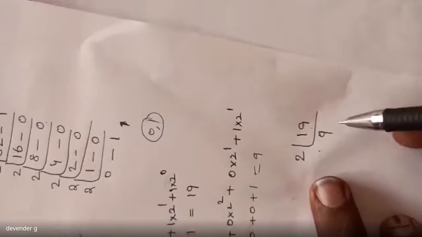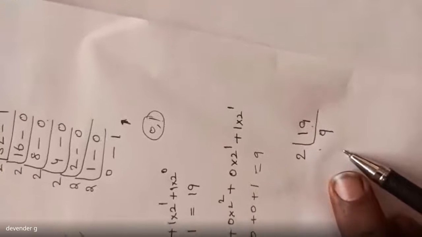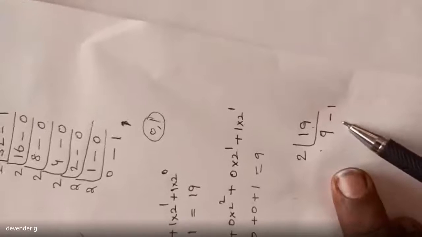So 2 9s are 18. Is it okay? Okay, sir. How much remainder? 1 remainder. Is it right? Yes, sir. Now 2 4s are 8. How much remainder? 1. Right. Then 2 2s are 4. How much remainder? 0. 2 1s are 2. How much remainder? 0. So what is the number I got?